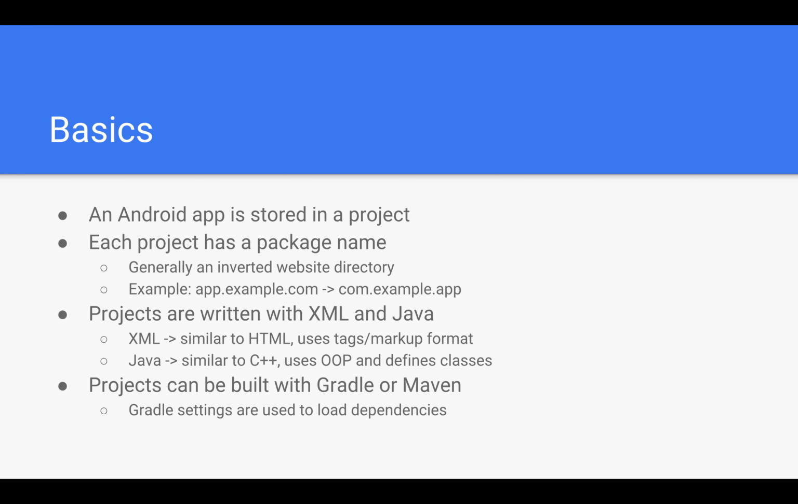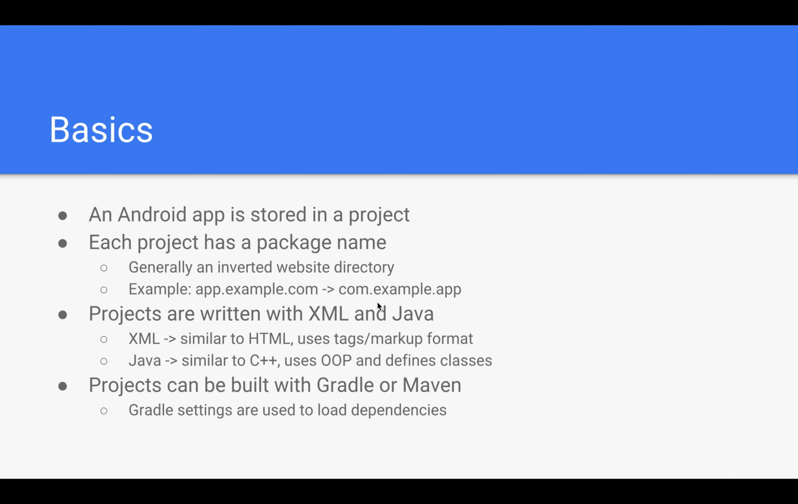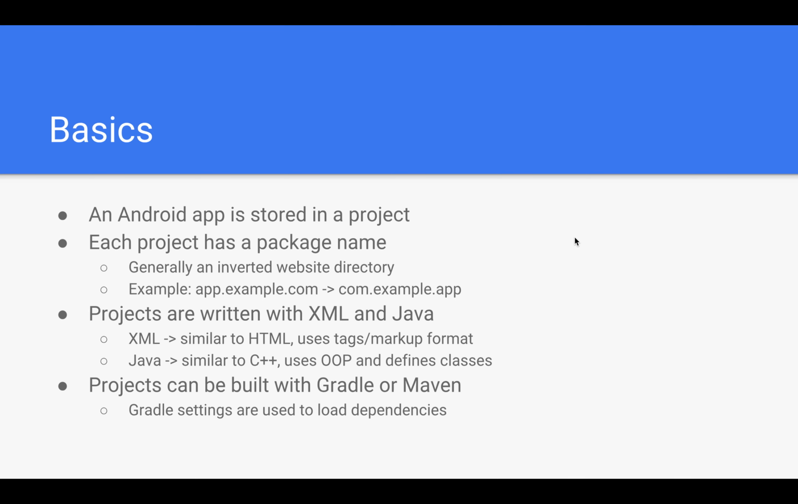So the basics is that an Android app corresponds to an Android Studio project. Each project will have a package name. This package would kind of be like an inverted website URL. So say it's google.com, com.google would be the package name. This is done generally so that we can refer to packages or projects in databases and in other important applications. Projects are written in XML and in Java.